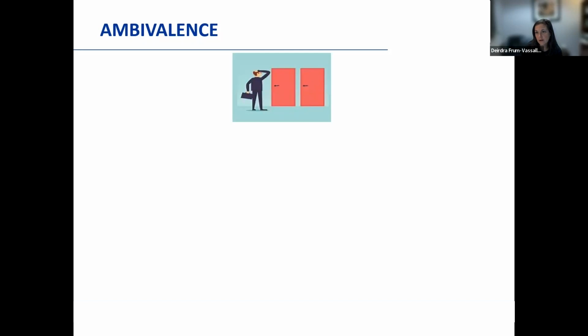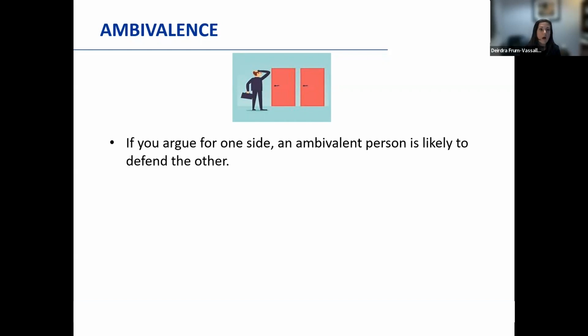So what you see here, this man looking at two doors and he's not sure which one to go through, sort of summarizes that sense of ambivalence. If we were to try to encourage him to go into one particular door, perhaps the one on the right, what most likely is going to happen is he will actually go through the door on the left. So with an ambivalent person, if we argue for one side, they're more likely to defend the other. This is important to realize, this human nature, when we're trying to work skillfully with ambivalence.